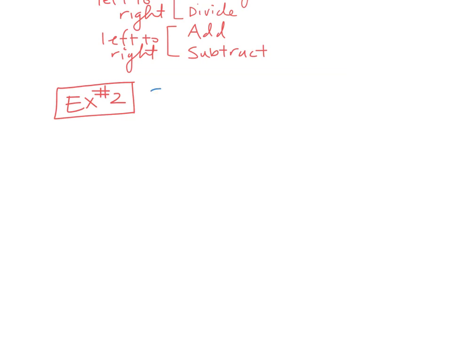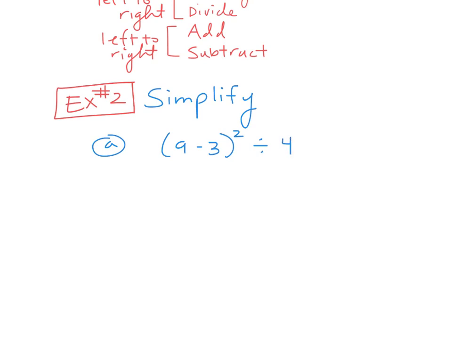Okay, we are going to simplify, starting with this one. Let's say we have parentheses 9 minus 3 squared divided by 4. Okay. If this is our setup, what is our first step? The what? Before the exponent. The parentheses, right? So your very first thing you're going to do is here. Whatever's in the parentheses, you're going to do that.